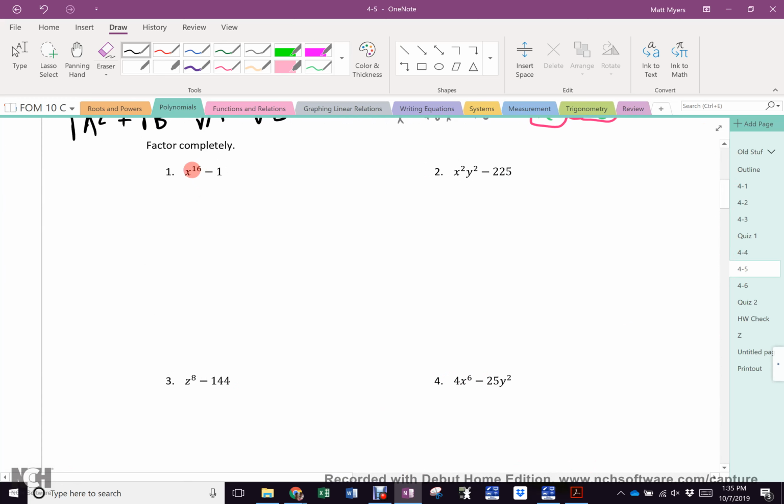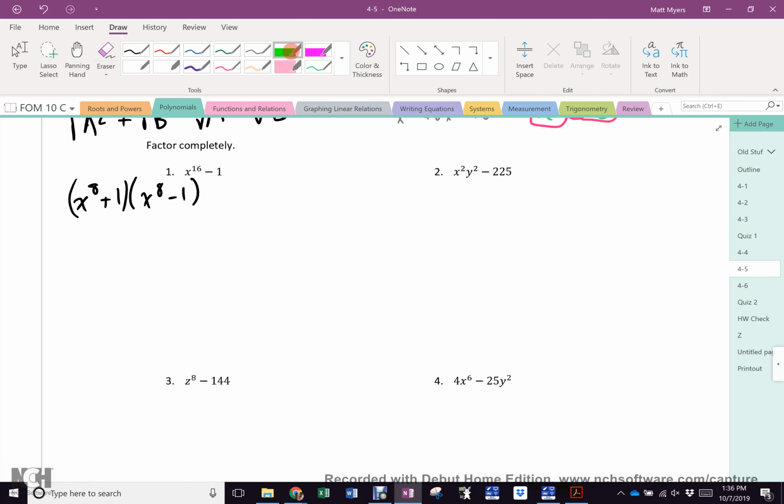Is that a perfect square? Yeah. How do you know? Because the exponent is divisible by 2, even. Okay. Is that a perfect square? Yeah. Why? Because 1 times 1. So what is the square root of this? Addison. X to the 4th. No, x to the 8th, plus 1. And then x to the 8th minus 1.